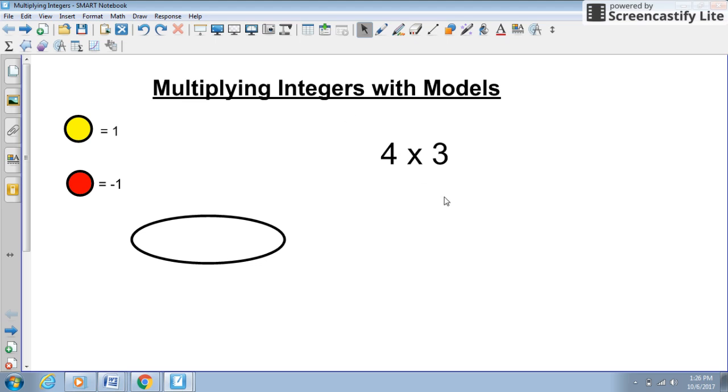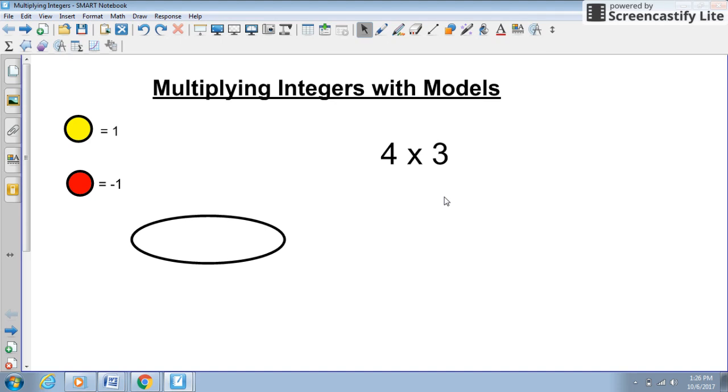Alright, today we're going to learn about multiplying integers. We're going to learn both the model and the rule. I'm sure that you will find that multiplying integers is much easier than adding or subtracting them. The models are even a little bit easier.